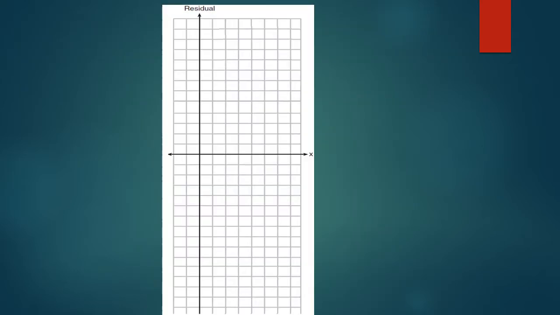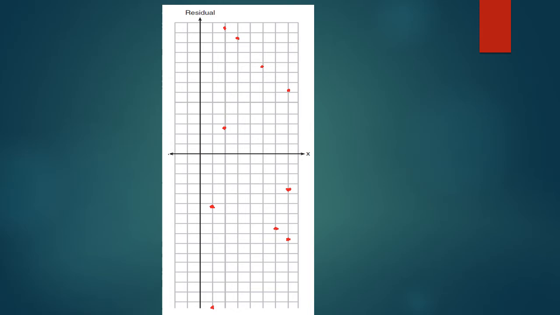So to make a residual plot, this is what the plot is going to look like. We have the study hours on the x-axis, we have the residuals on the y-axis, and you have to label the y-axis with the word residual to show that you're doing a residual plot and you're not doing a scatter plot. So after you graph the study hours and the residuals, this is what the plot is going to look like.